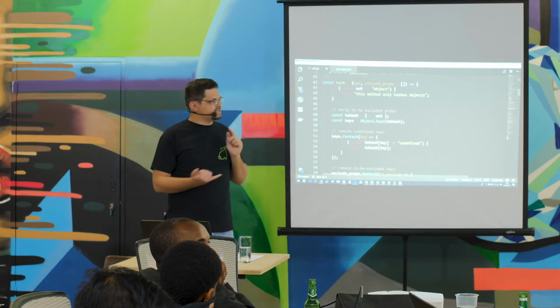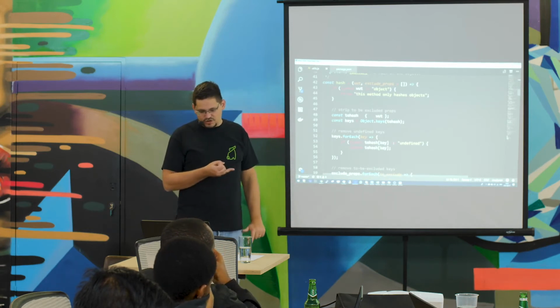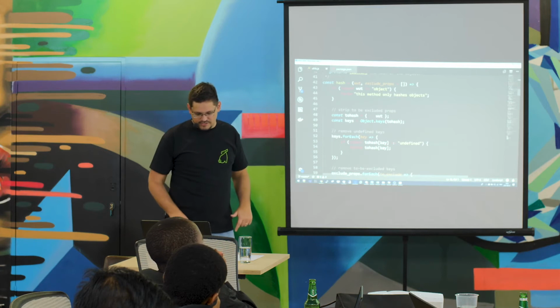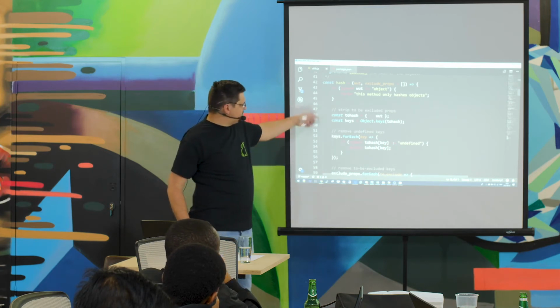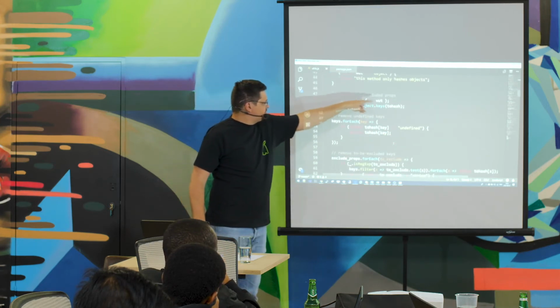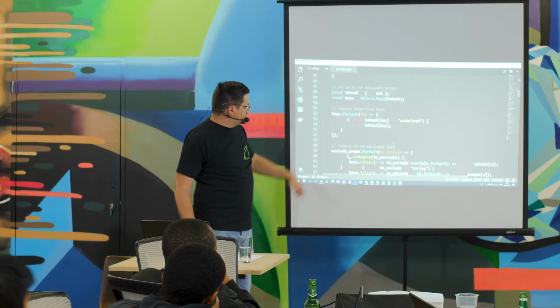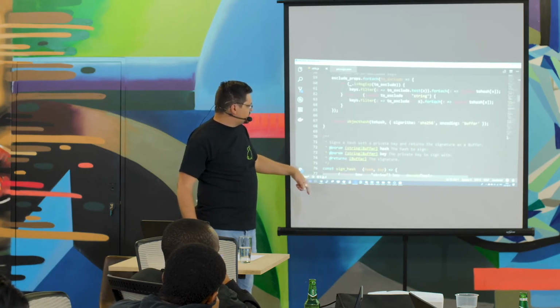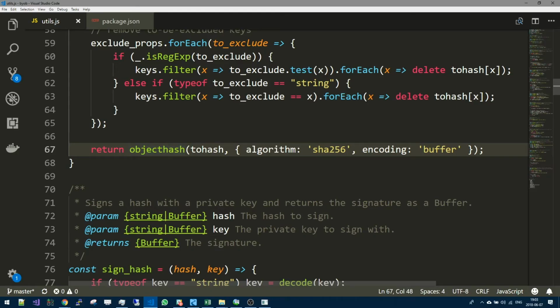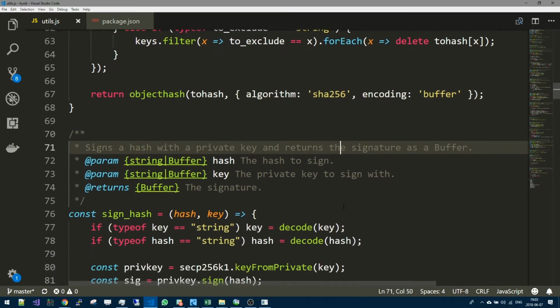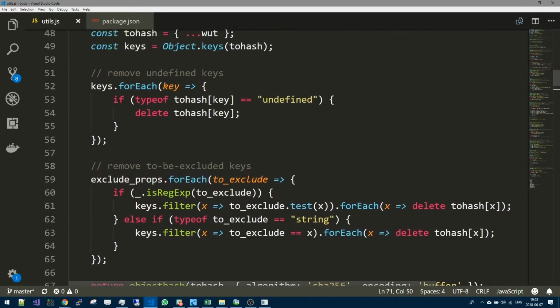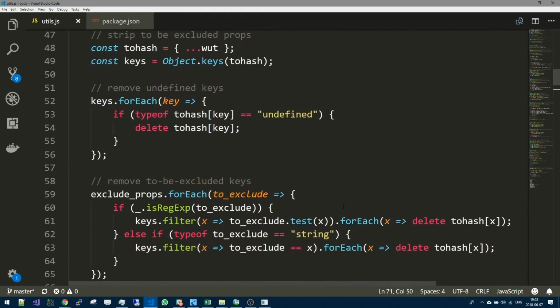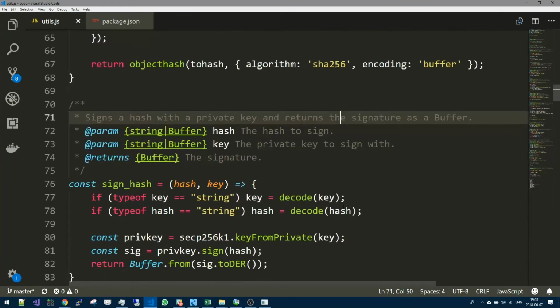So it's going to give you the ability to just exclude those. It's going to exclude things like hash and signature and one or two others that we'll get to. So this is basically what it does. It strips the props that we need to exclude. It removes some undefined keys, and then it just calls that object hash function. It gives it an algorithm, SHA-256, which is nice and secure, and it returns a buffer for us. So that's the one very important function. It gets used all over the place, and that's it.